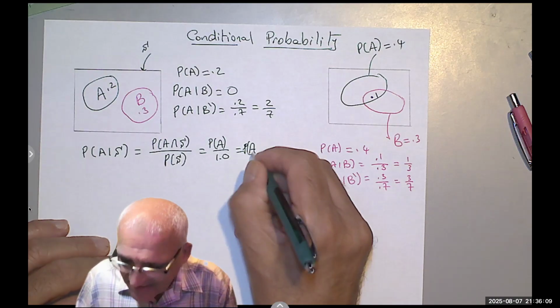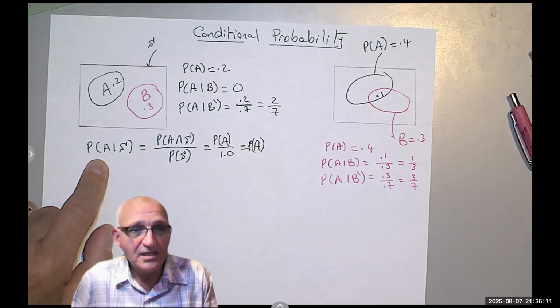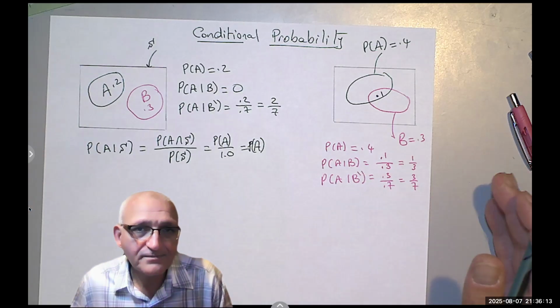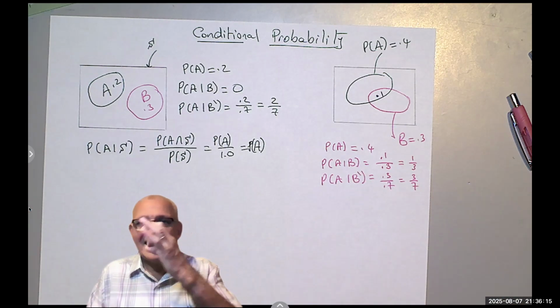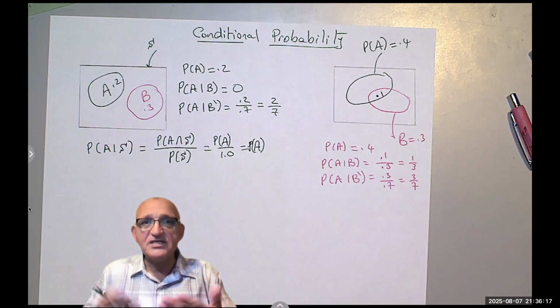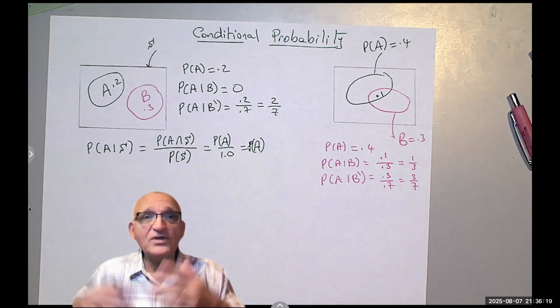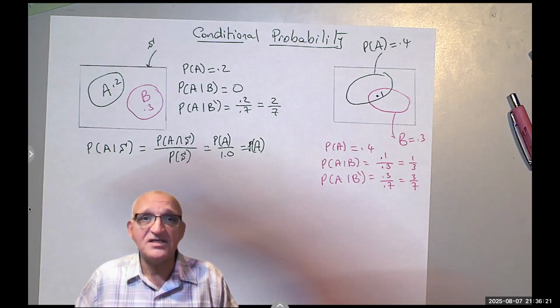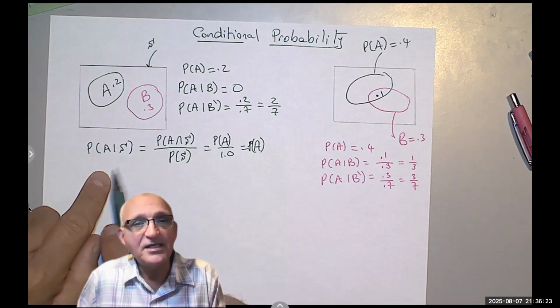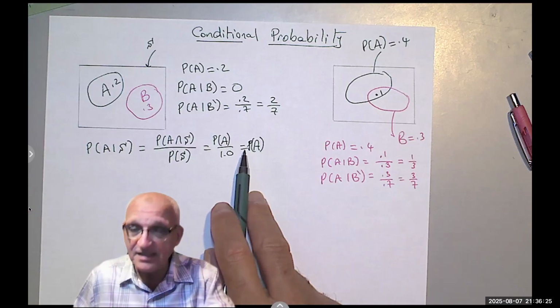And that's why we don't write it this way, because it's trivial. The intersection of any event and the total sample space is the event. And what's the probability of the sample space? It's 1. And that's why we don't write it as a condition, but it is conditional.